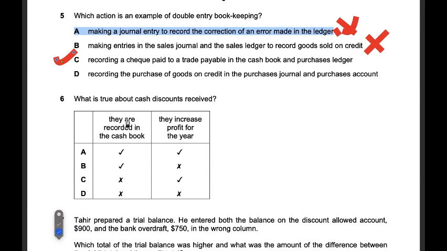Question 6. What is true about cash discounts received? So, any and all cash discounts are recorded in the cash book. And since cash discounts are an income for us, what happens is that they increase the profit for you. Alright? So, hence, making option A the correct answer.